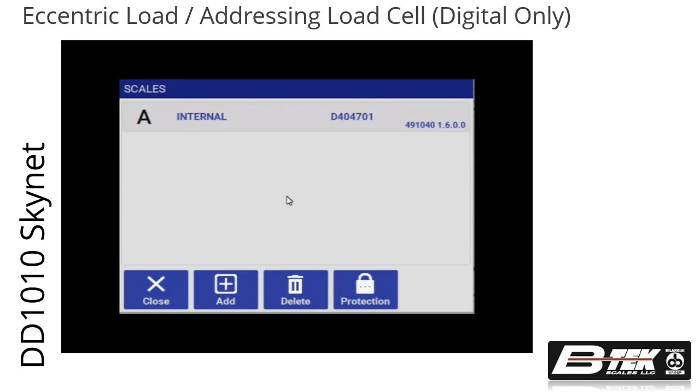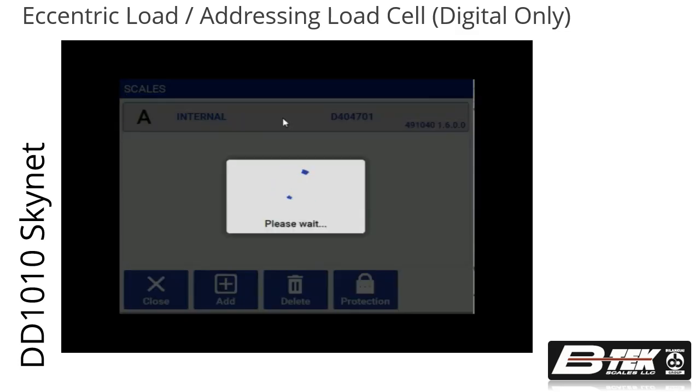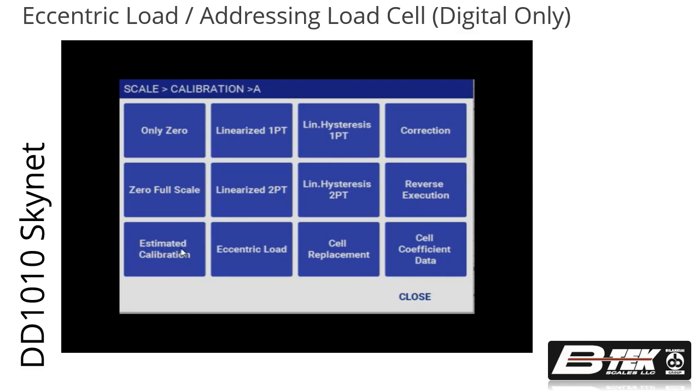The background is gray, meaning the scale is unsealed. If the background was red, we would need to unseal the scale first. Press Scale A to enter into the configurations. We'll then go to Calibration Procedures, and then Eccentric Load.